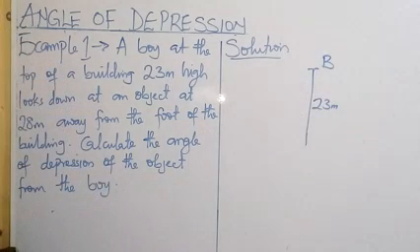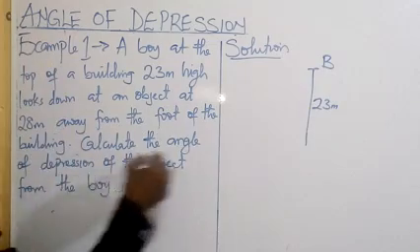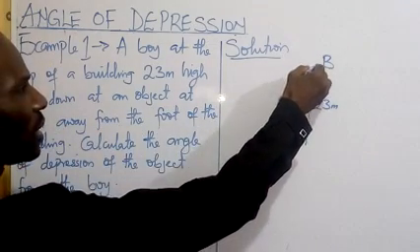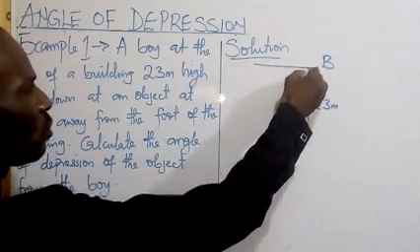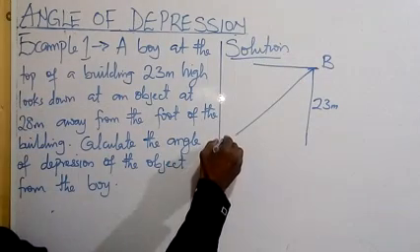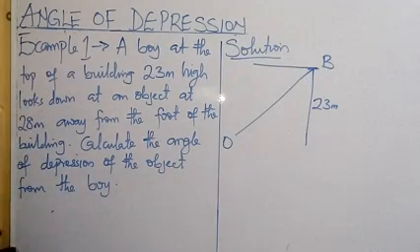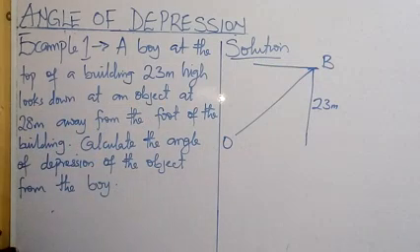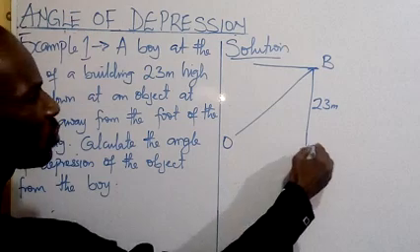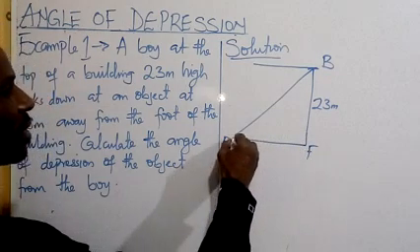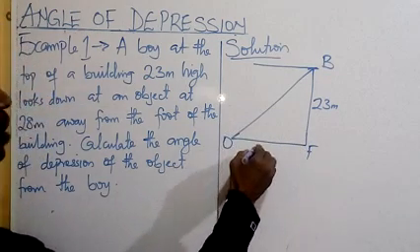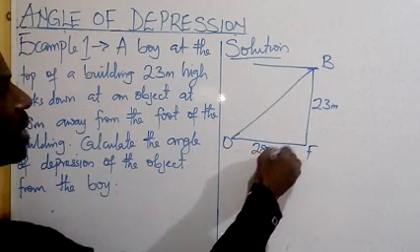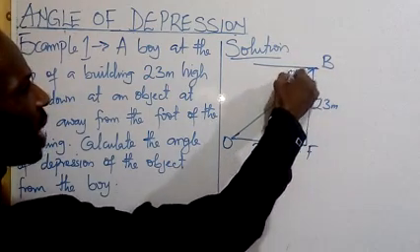The boy looks down at an object. He looks down. He makes a horizontal line. He now looks down at an object. The object here. All right. At an object 28 meter away from the foot of the building. From the foot of the building here, the length is what? 28 meter. So, all right, this is the angle of what?